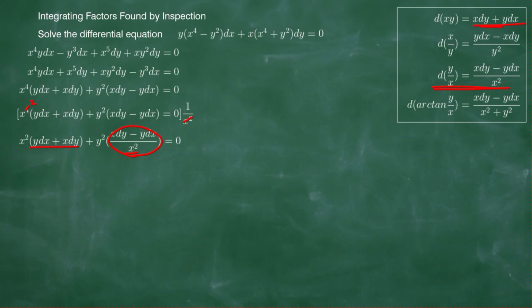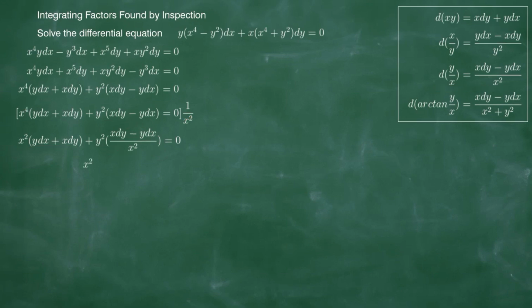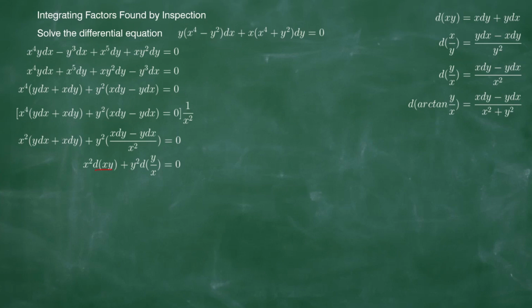So if we rewrite that, we have x squared times this one, which is now equal to the derivative of xy, plus y squared times this, which is the derivative of y over x, equals 0. The coefficient of d of xy should be a function of xy also, and the coefficient of this should be a function of y over x. So we need to multiply y to a certain power here and x to a certain power here, so that the exponents of x and y will be the same here, and the same but different in sign there.